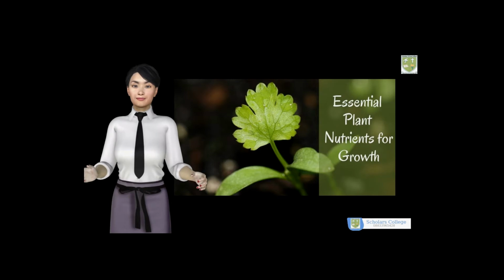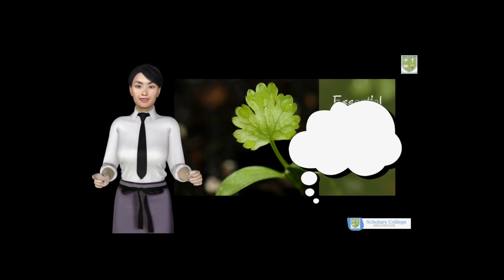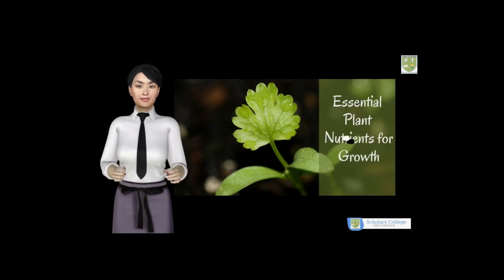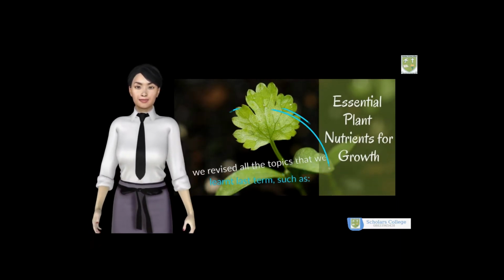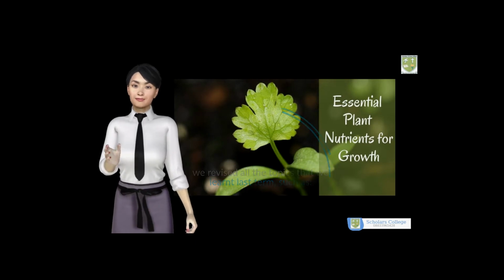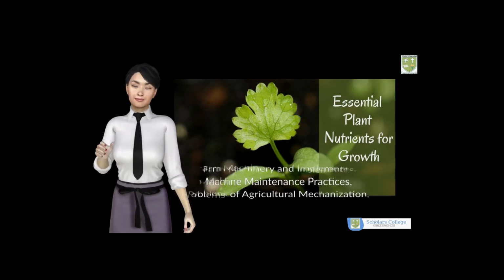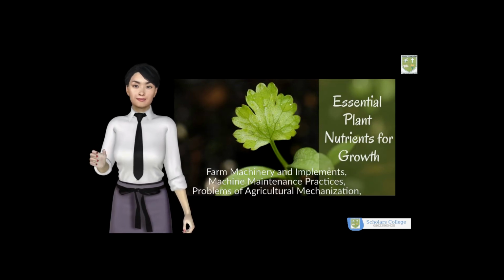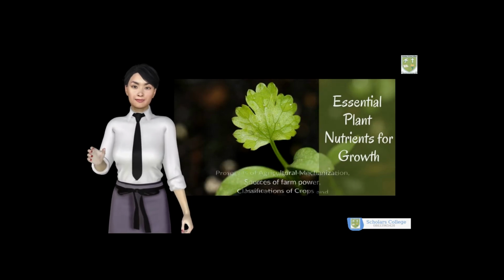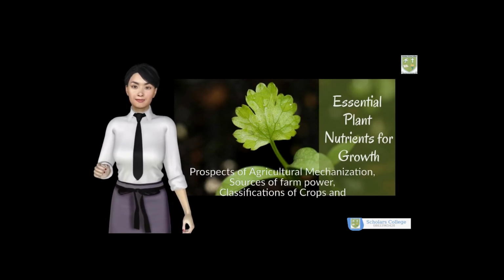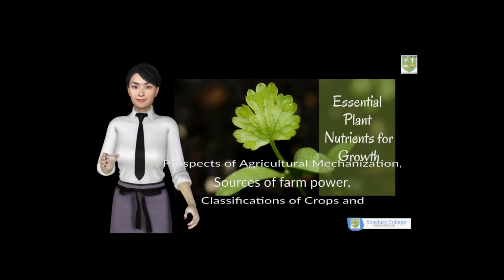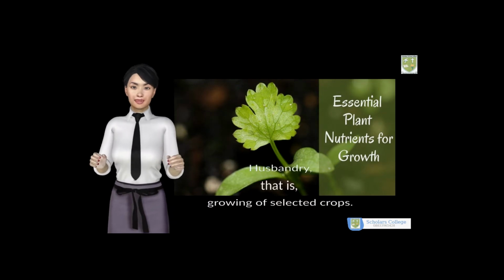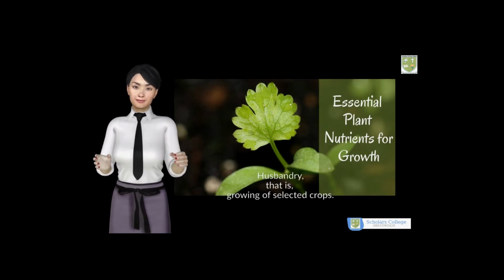Good. Today let us be attentive and be focused as we continue from where we stopped in our last lesson. For emphasis' sake, we revised all the topics that we learned last term, such as farm machinery and implements, machine maintenance practices, problems of agricultural mechanization, prospects of agricultural mechanization, sources of farm power, classifications of crops and husbandry, that is, growing of selected crops.